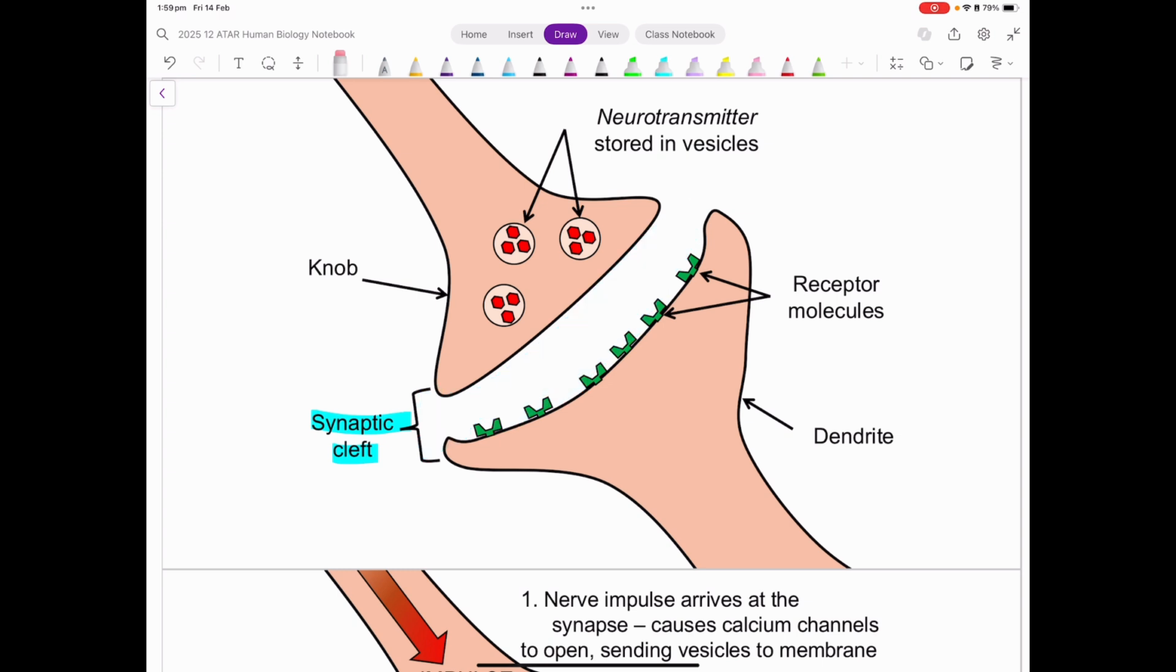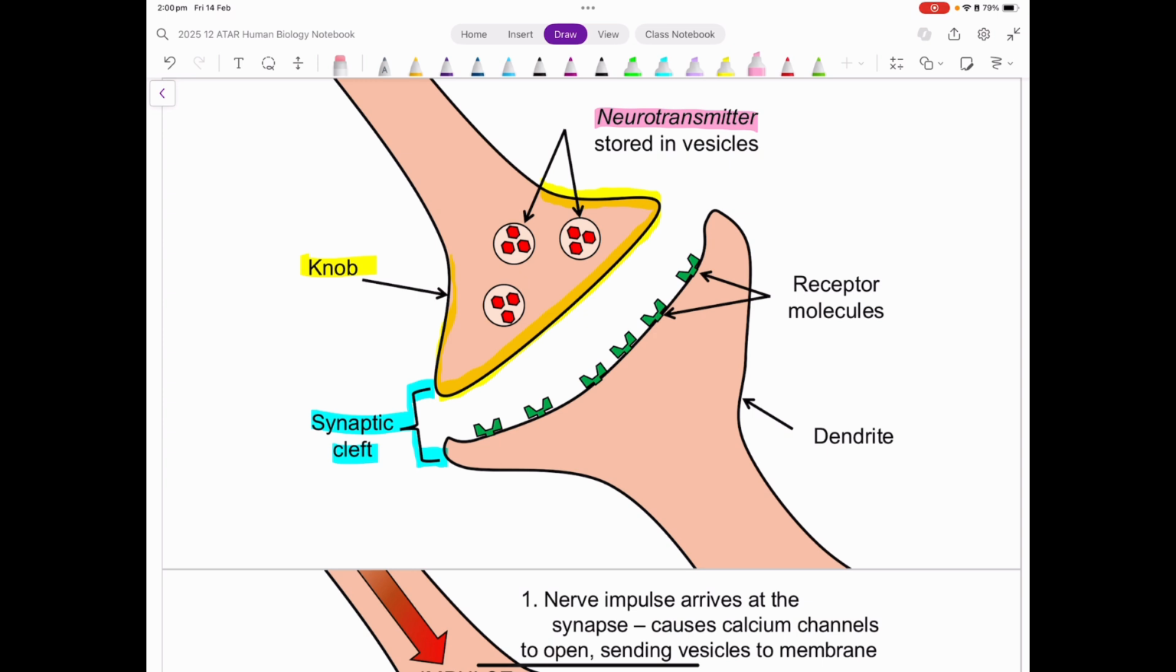The next key part is the knob, and this is simply the knob of the axon terminal. Okay, so the end of the axon terminal flooding into that synaptic cleft. The third key part, represented in red on this diagram and contained within these vesicles, is neurotransmitter. That neurotransmitter is what is going to send that message from the axon terminal across to the dendrite of the next neuron.